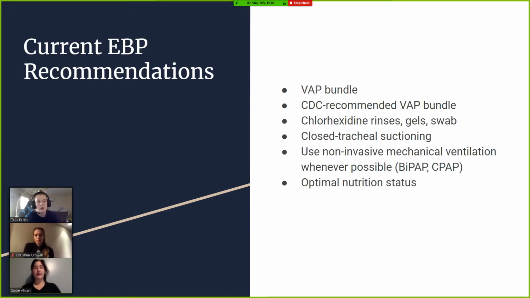There are also other evidence based recommendations we found in our research which can be used alone, and those include chlorhexidine rinses, gels, or swabs. And Evans says that the incidence of VAP has been significantly reduced with the use of oral antiseptics such as chlorhexidine during oral care. And then another point that we found is that the use of non invasive mechanical ventilation should be used whenever possible instead of a normal ventilator. And that would include a BiPAP and CPAP machine.